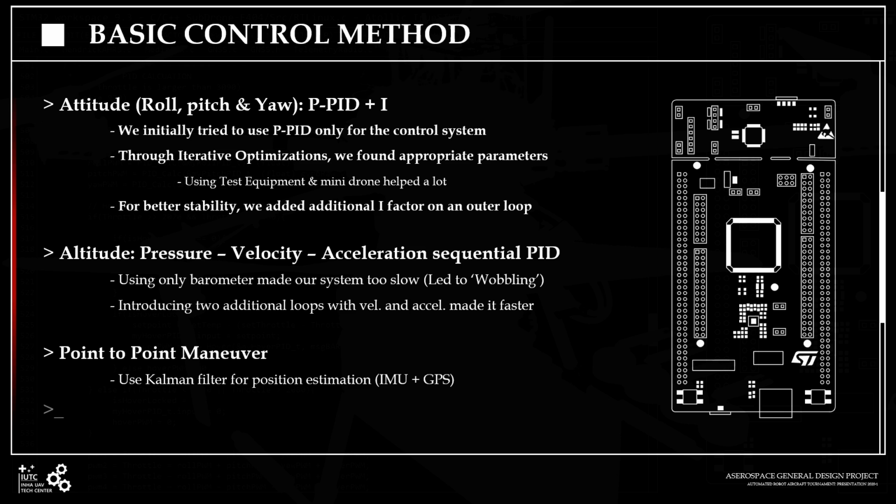We first used PID for the control and we could find appropriate values to make our system stable. But we thought it was not enough and added an additional I factor on the roll loop. It is more complex to control altitude. At first, we tried to use only the barometer for control, but using only air pressure for altitude control made the system react so slowly. So we added 2 additional PID loops using velocity and acceleration data. For point-to-point maneuver, GPS is not precise enough and is slow for real-time tracking, so we used a Kalman filter to estimate the drone's location and control its maneuver.